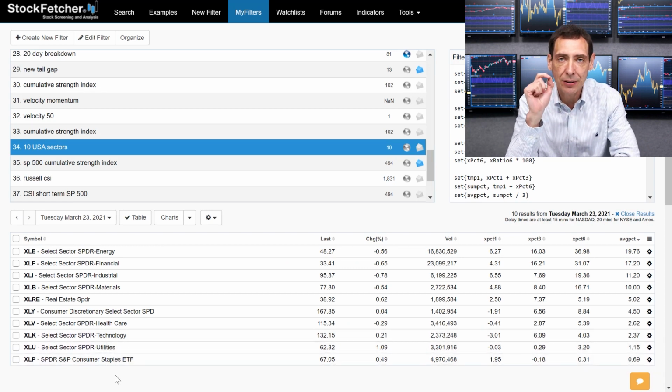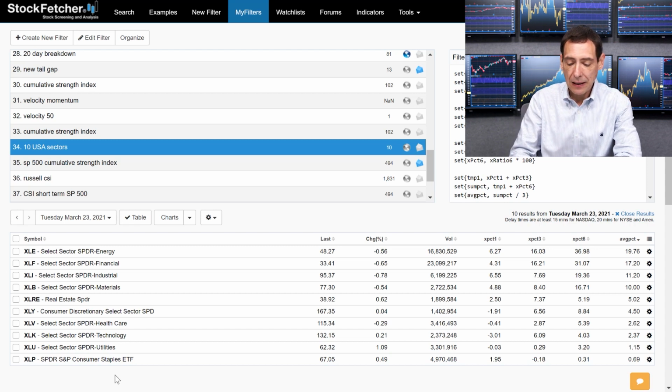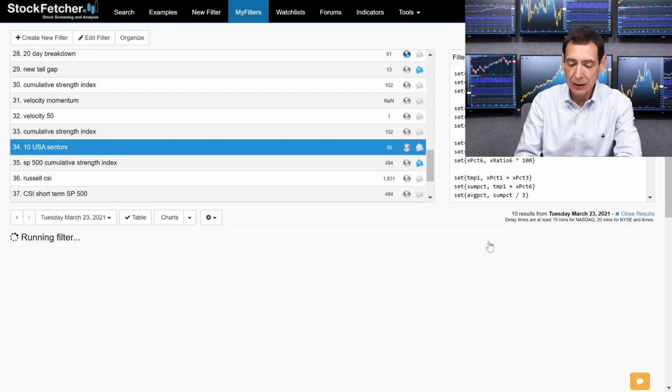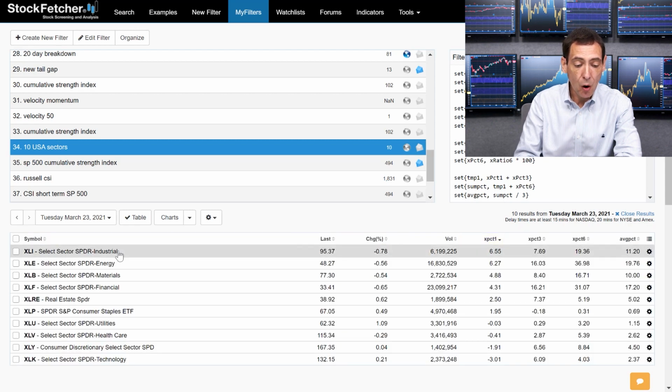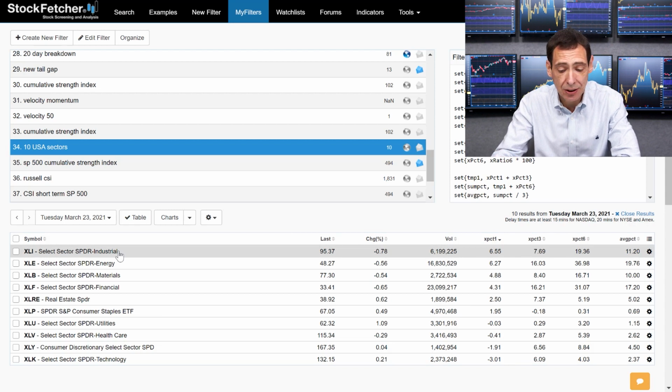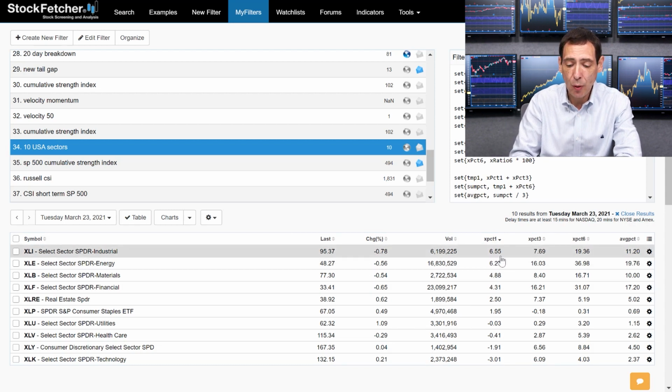But this is big, and I'll tell you why. The S&P 500 has 500 stocks, okay? And if you look at, for example, let's look at it over a 1 month basis. If you were only in industrial stocks, you would have gained 6.55%, okay?